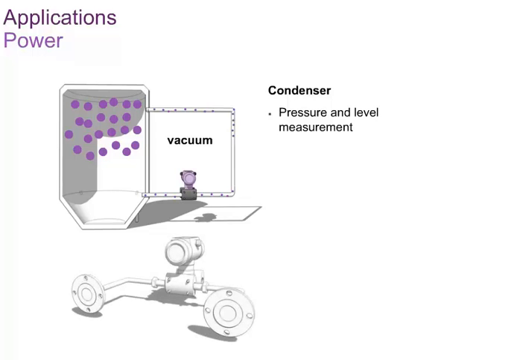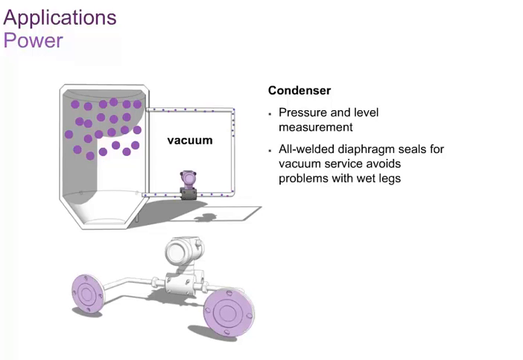The solution for this problem is a transmitter with diaphragm seals instead of impulse lines. Due to the all-welded technology, the diaphragm seals fit perfectly to this application and avoid the problems of transmitter connections with water-filled impulse lines, so-called wet legs.